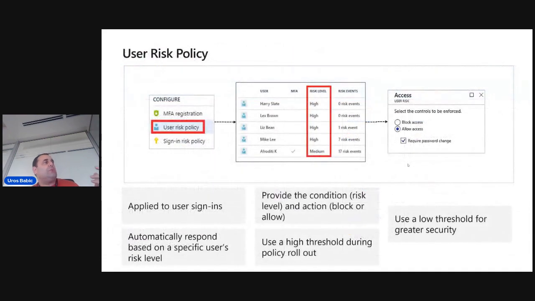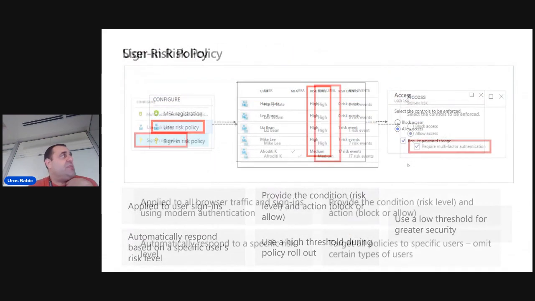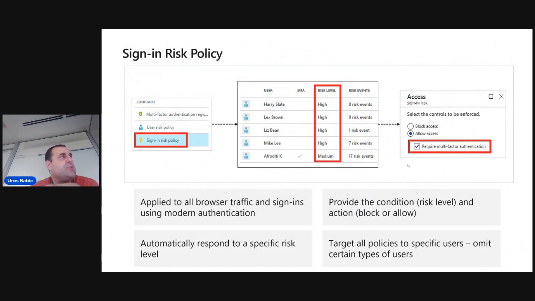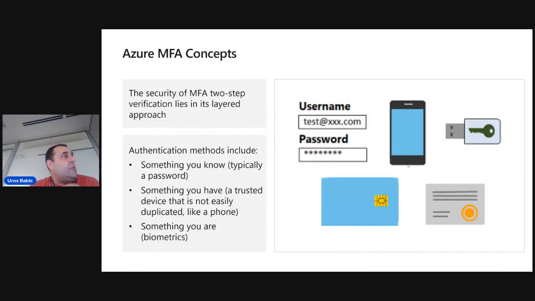And that is the option I described: user risk policy, sign-in risk policy with risk level, and finally the multi-factor authentication concept. Something you know, I have a password. Something you have, I have a phone. Something you are, I can use biometric options, for example.